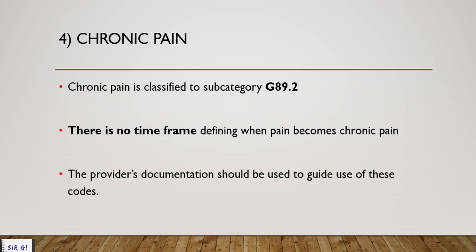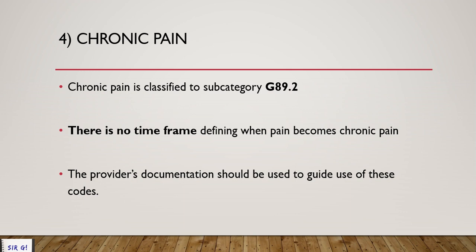There's no time frame defining if the pain is already chronic. So it doesn't mean that if it's already 6 months, it's considered chronic, and if it's less than 2 days or only 2 days, we consider it acute. There's no time frame. As long as the provider documents the word chronic, you cannot question the physician or the doctor. You still code for the chronic pain because there's no time frame given in order for us to code for chronic pain. The provider's documentation should be used as a guide for these codes, of course.